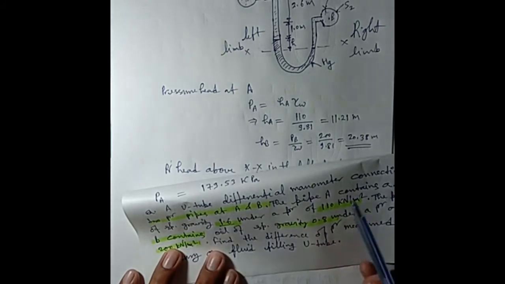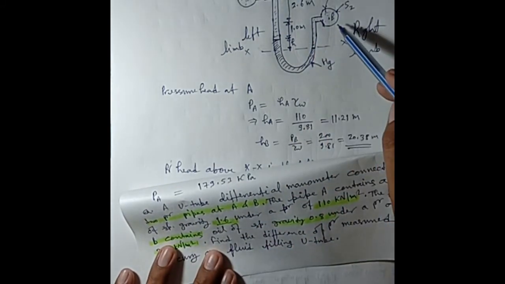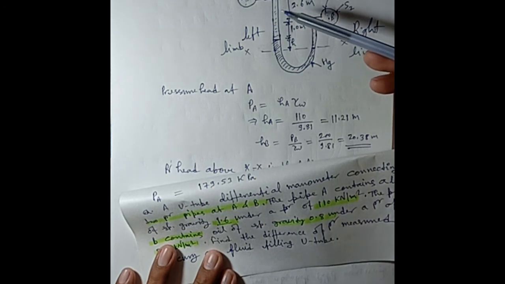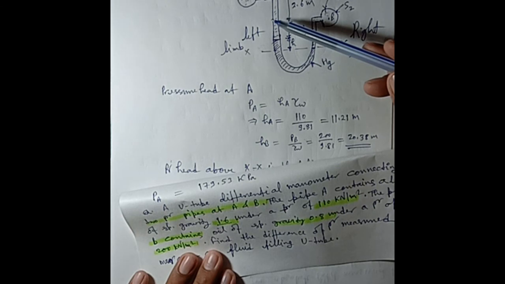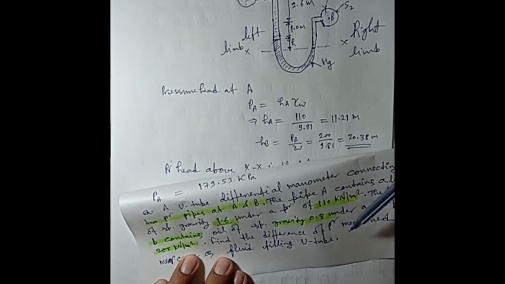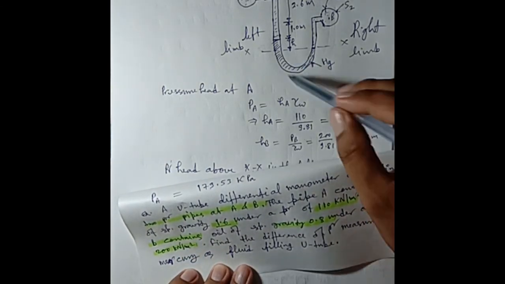A U-tube differential manometer connecting two pressure pipes A and B, two limbs. The pipe A contains a liquid of specific gravity 1.6 under a pressure of 110 kN per meter square. The pipe B contains oil of specific gravity 0.8 under a pressure of 200 kN per meter square, that is the pressure. Find the difference of pressure measured by the mercury as fluid filling the U-tube.